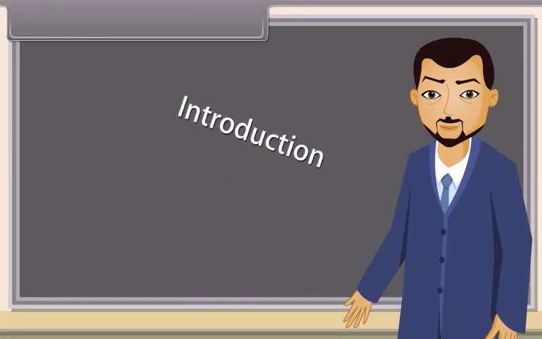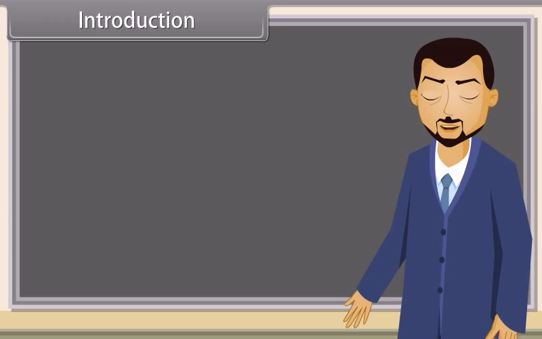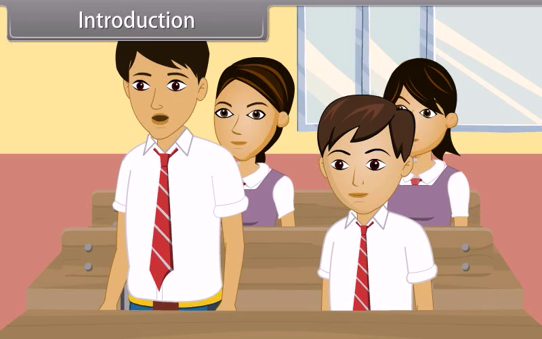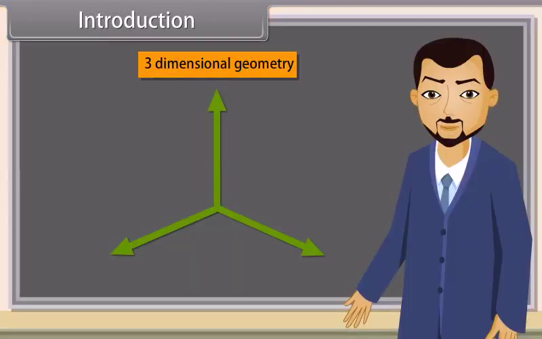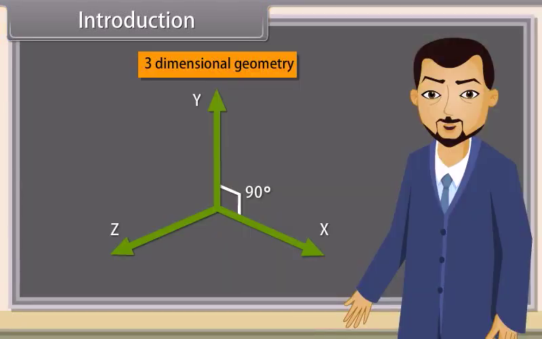Introduction. Hello students. Today we will learn three-dimensional geometry. Do you know what three dimensions are? Teacher, in three dimensions we consider x, y and z axis. Very good. What is angle in between these three axes? Teacher, the angle in between the axes is 90 degree. Well said. So let's move further.